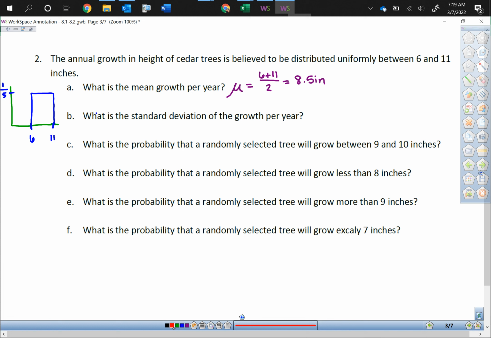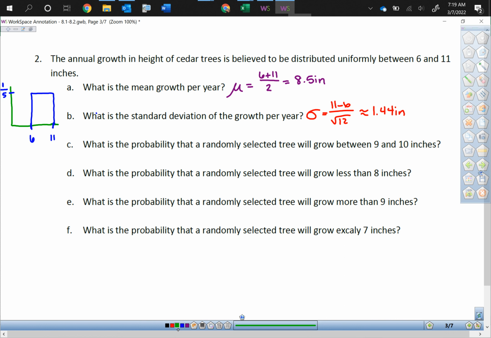Part B is, what is the standard deviation of growth per year? And again, from that formula, it's going to be b minus a, so 11 minus 6, and we're going to divide it by the square root of 12. So go ahead and pause the video and put that in your calculator. And you should get about 1.44 inches.